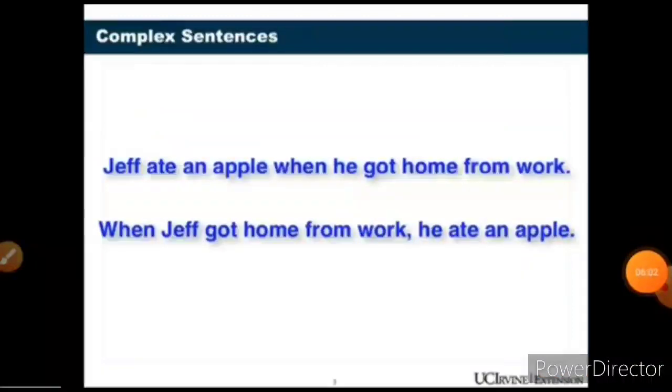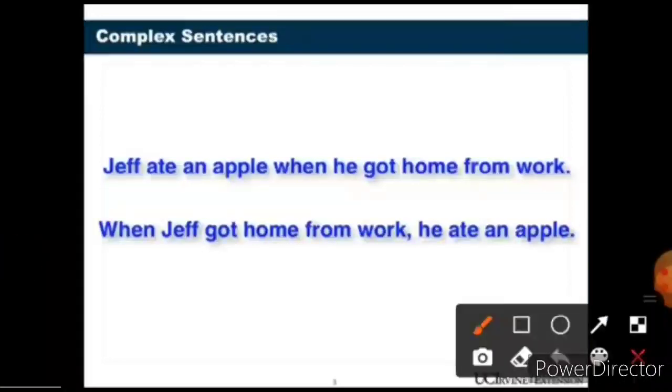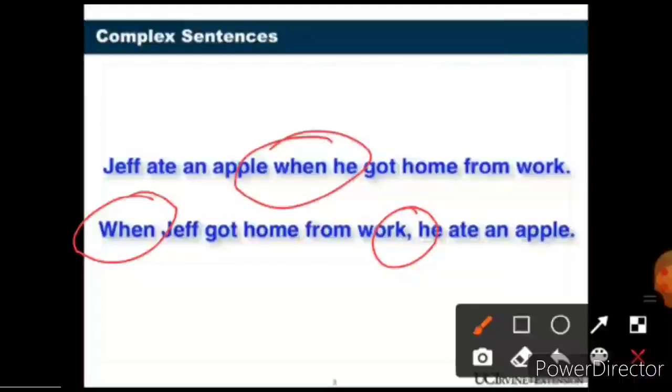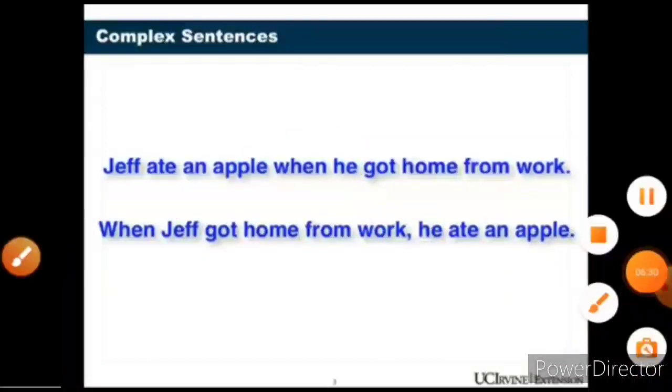Look at another example. Jeff ate an apple when he got home from work. When Jeff got home from work, comma, he ate an apple. Both these sentences again indicate that when you put a subordinating conjunction in the beginning, you're going to put a comma at the end of this first clause, and in the above sentence, when "when" is in the center, you don't need a comma.